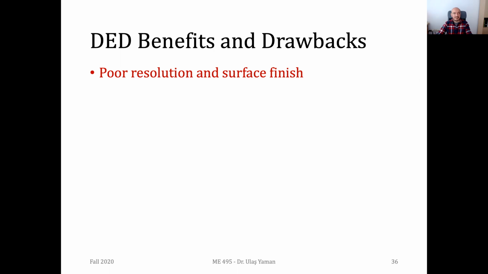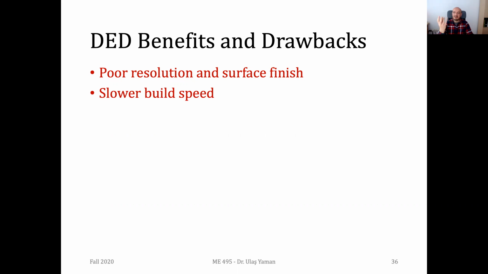If you look at the examples I have shown you, we have high surface roughness, and also the process is quite difficult to control, especially for thin walls. That's why we can say that its resolution and surface quality is low compared to the other additive manufacturing processes. And there's a slower build speed compared to some other technologies.